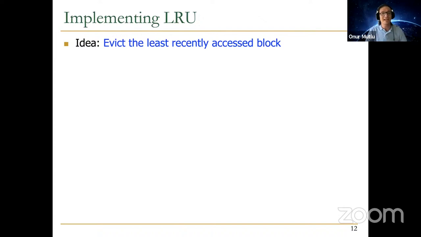Now let's talk about LRU, least recently used, because this has been one of the earliest policies that were proposed, and it has been sustained, but it's difficult to implement as you scale to a large number of ways in a set. And the idea is very simple. Evict the least recently accessed block, right? It's a very simple idea, clearly.